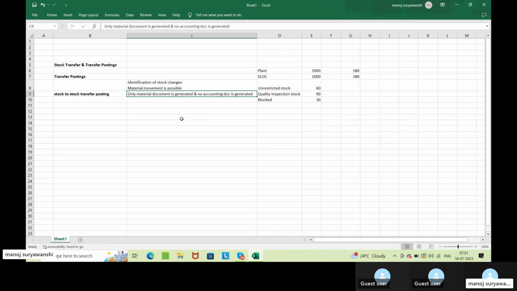So this is the thumb rule of inventory management. Whenever there is a goods movement, material document will always generate. Accounting document will generate or not, it depends on the movement type that we are posting.